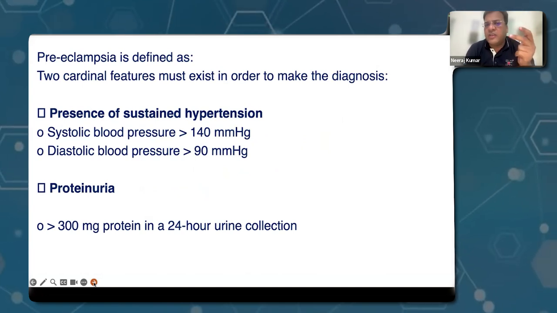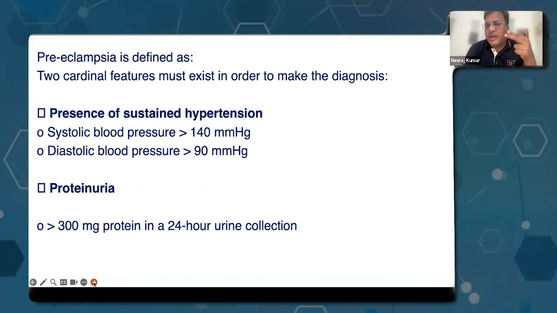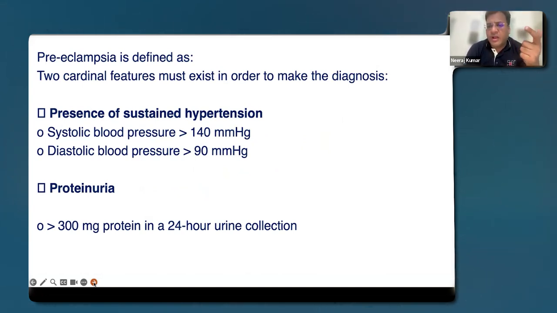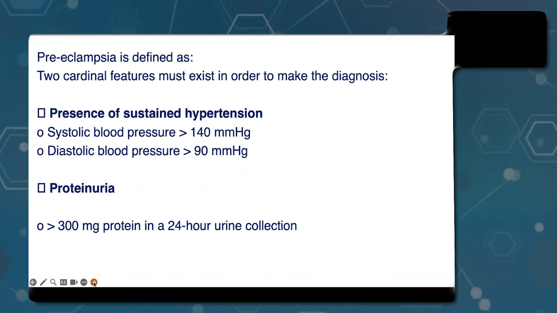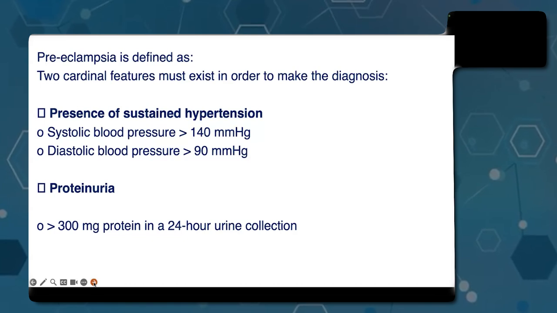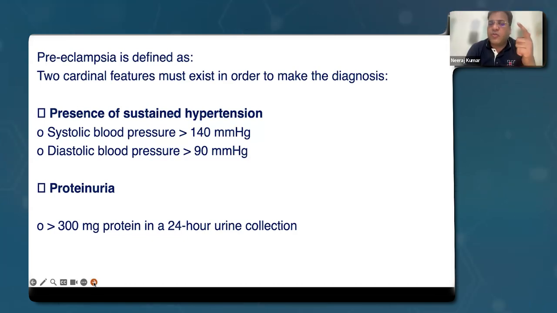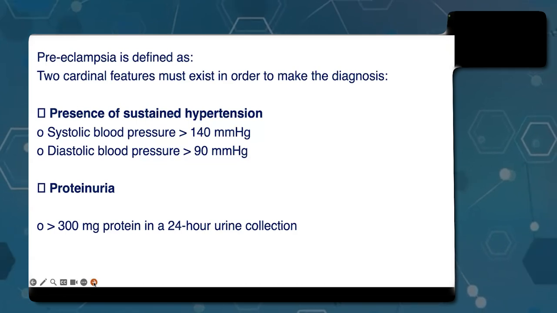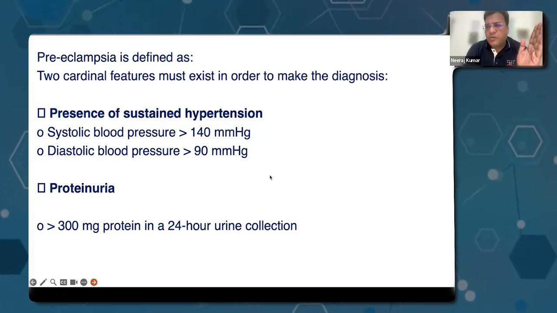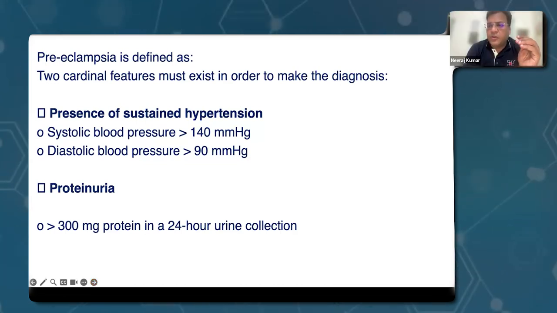There are two cardinal features which make a diagnosis of preeclampsia, because first we have asked about preeclampsia. So there should be a sustained hypertension. How will you know that the patient is having a sustained hypertension? If the systolic blood pressure is more than 140 and diastolic is more than 90, it is preeclampsia. And then what is the status of proteinuria?